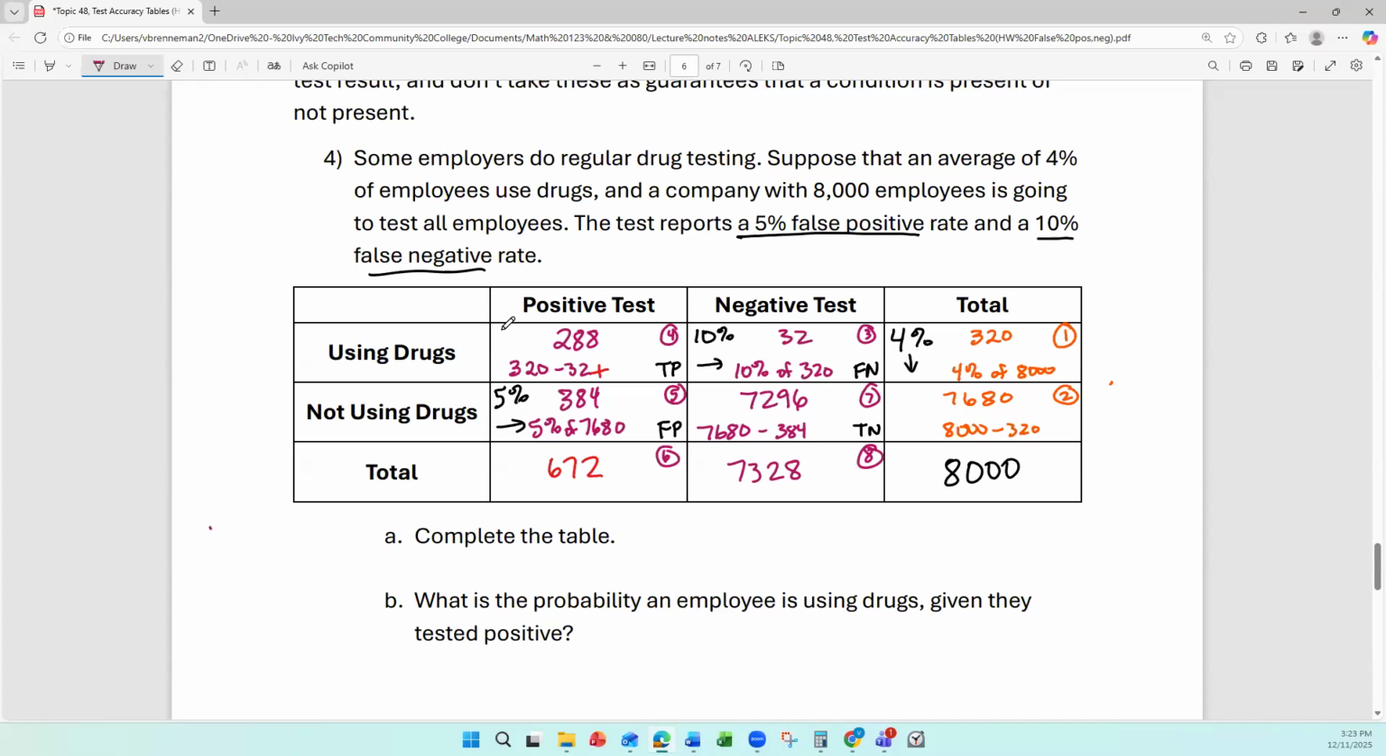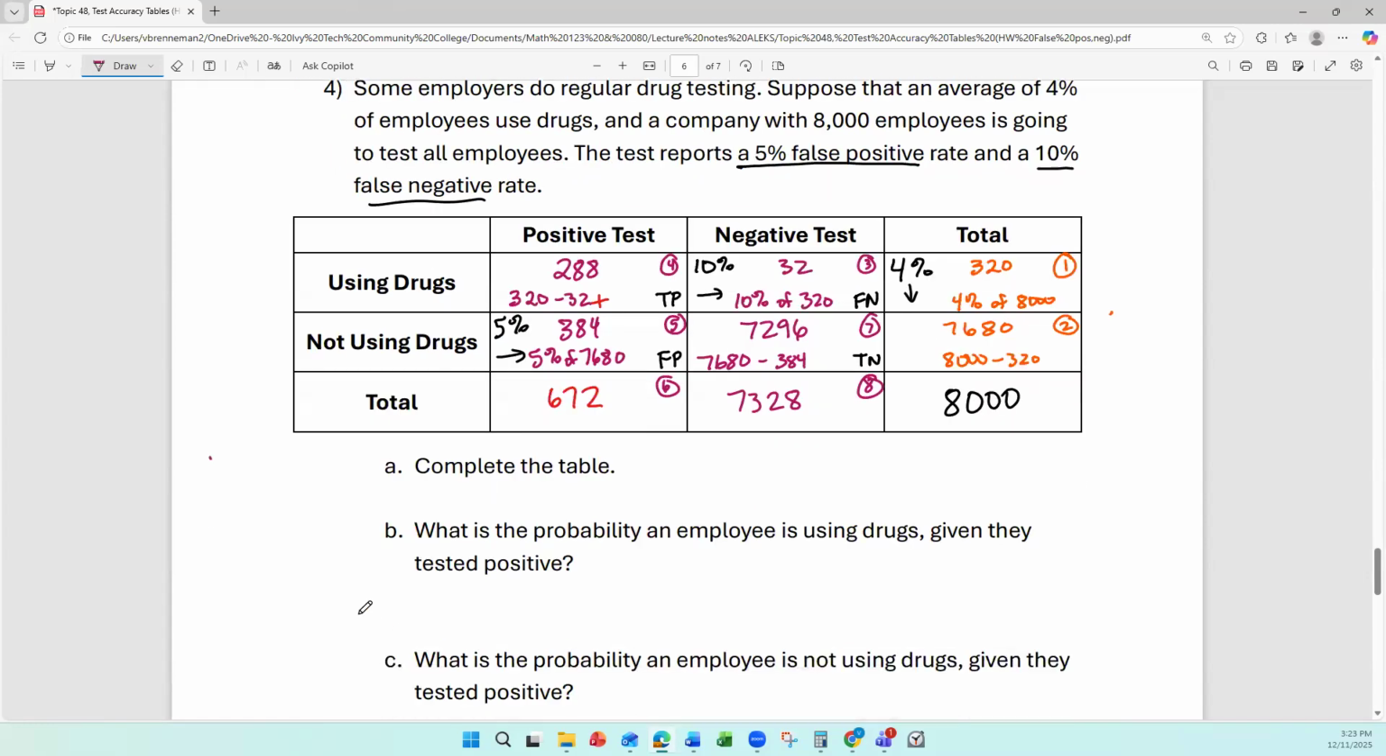But yeah, so just the positive test is not a guarantee that they are doing it. A negative test isn't a guarantee that they're not doing it. But the negative test is closer to a guarantee. It's a lot fewer false negatives than false positives.